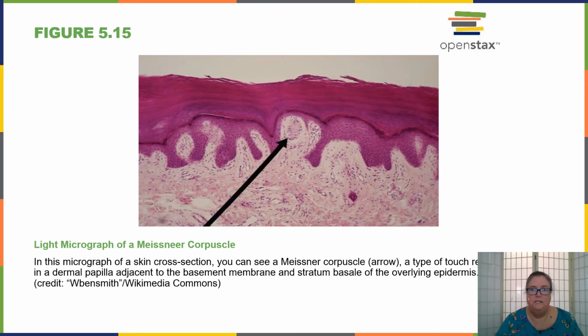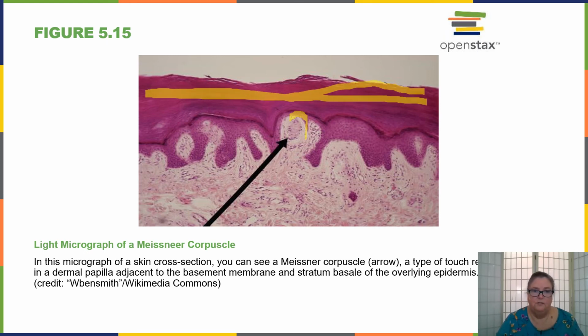Here we can see the dermal papillae, these little things that are sticking up. We can see a Meissner's corpuscle, which will detect touch. Here we can see the many layers, right? So the dermal papillae are adjacent to the basement membrane, which is underneath, and the stratum basale, which is over the top of that layer.